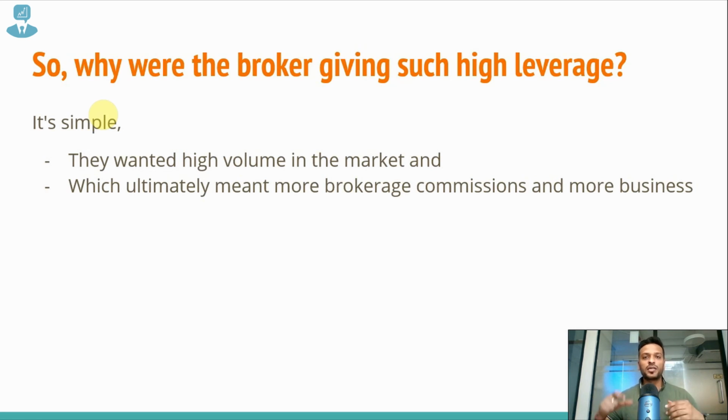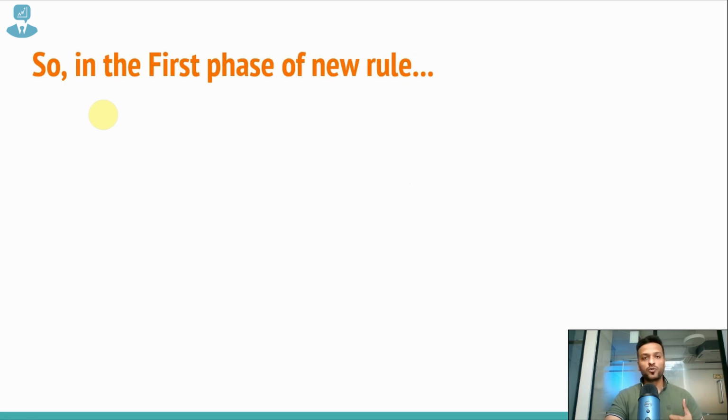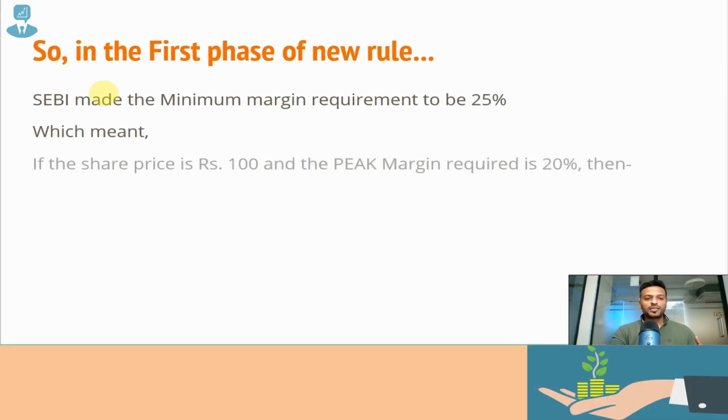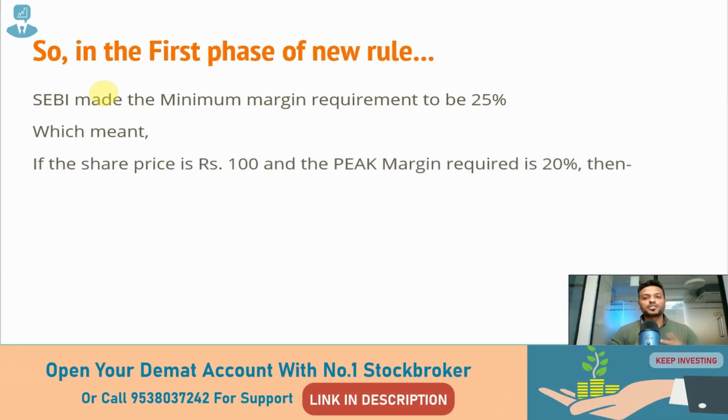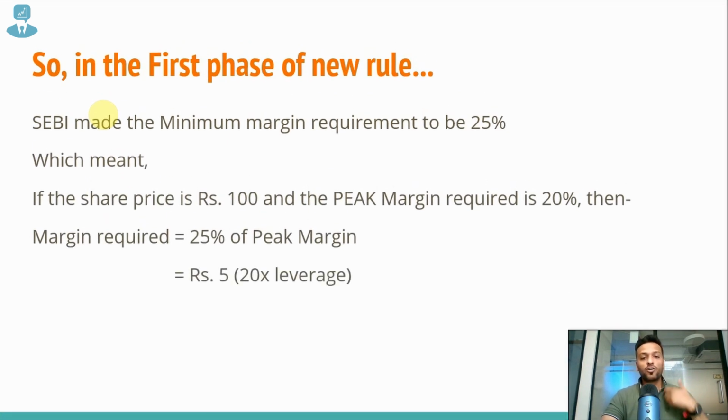Why were the traders happy? Because they have to pay a lesser amount to trade a bigger game. And why was the brokerage house happy? Because they are getting more brokerage from the same. So how did this new rule change impact the peak margin or the amount of leverage? In the first phase of the new rule, 25% of the peak margin was required. If the share price was rupees 100 and the peak margin required was 20%, then the margin required will be only 25% of the peak margin, which meant only rupees 5. How do we get rupees 5? Rupees 5 is 25% of the 20 rupees which was the peak margin to trade a 100 rupees share, which means you still got a 20x leverage.